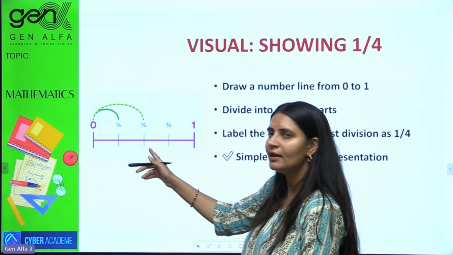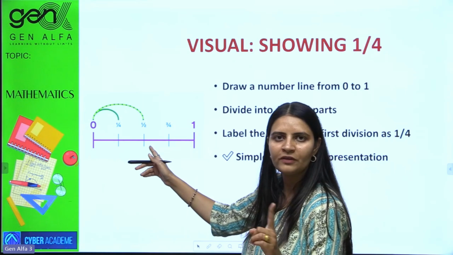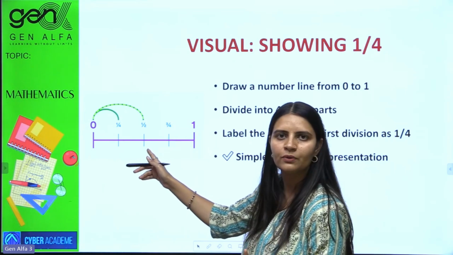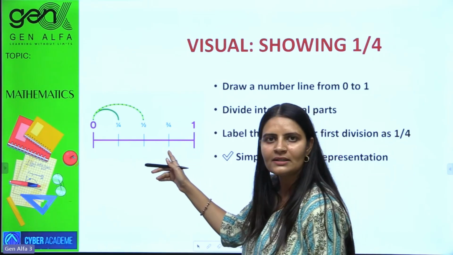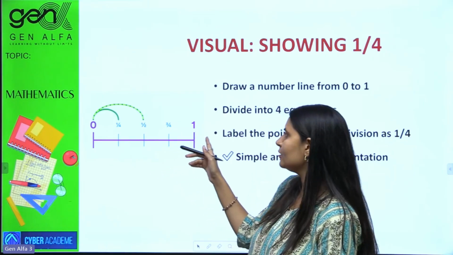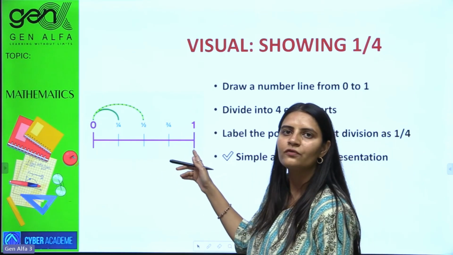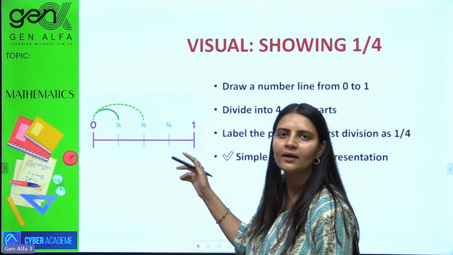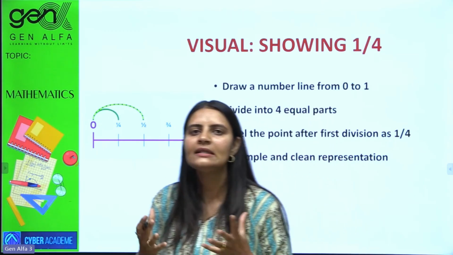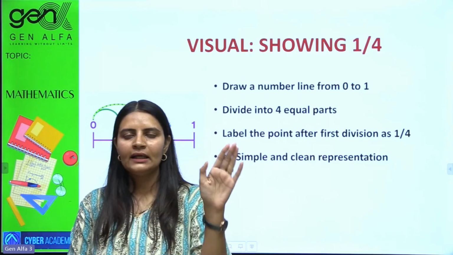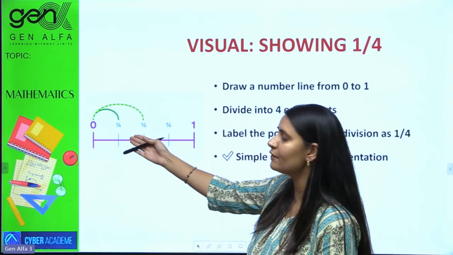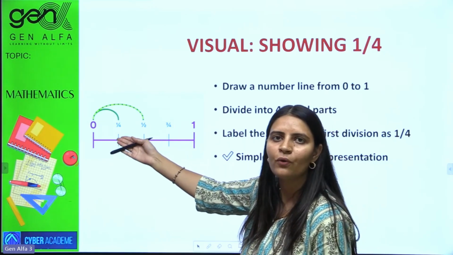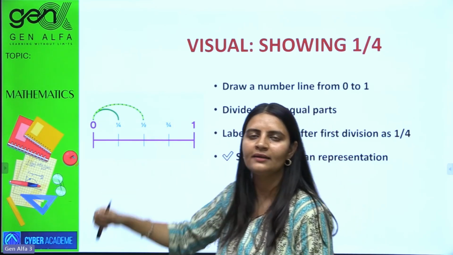That would be 2 by 4. After simplification, 2 by 4 is 1 by 2. 2 ones are 2, 2 twos are 4. And the third part is 3 by 4. And the fourth part is 4 by 4. That is 1, meaning the whole quantity is taken. 4 parts are taken out of 4 parts. So we have shown 1 by 4 on the number line.